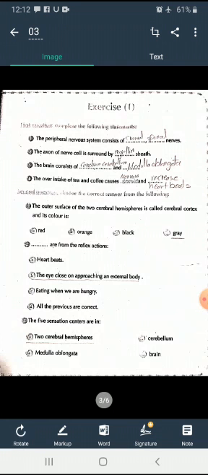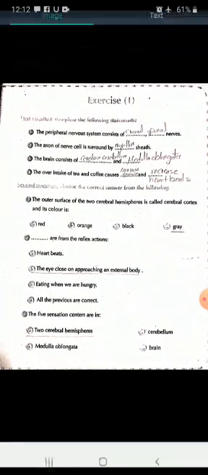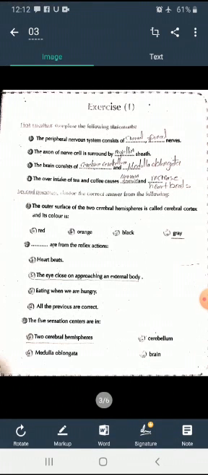Question number 1, complete the following. Number 1, the peripheral nervous system consists of dot and dot nerves, cranial and spinal nerves. Number 2, the axon of nerve cell surrounded by dot sheath. The axon of nerve cell surrounded by myelin sheath اللي هي الفاتي layer. Number 3, the brain consists of 3 parts: cerebellum and medulla oblongata. Number 4, the over intake of tea and coffee causes nervous tension and increase the heartbeats.